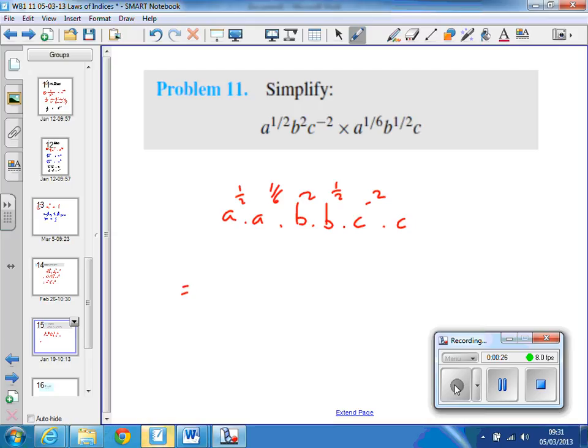I have to be able to add fractions. So this first bit, a half plus a 6th, so the a bit, I've got to have a common denominator to be able to add them. So a half is 3/6, which is like 3/6 plus 1/6. So make a common denominator.